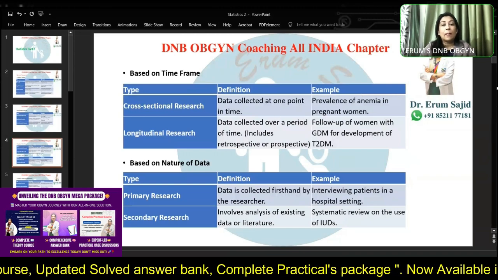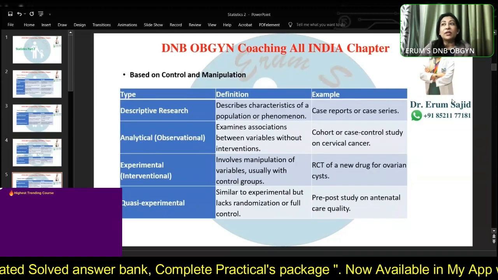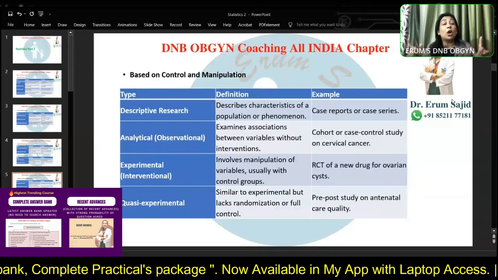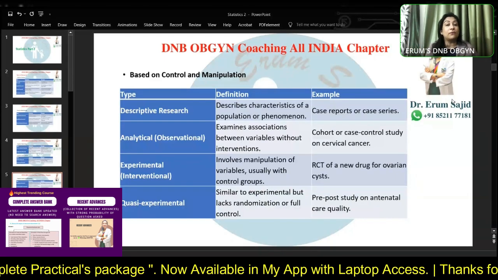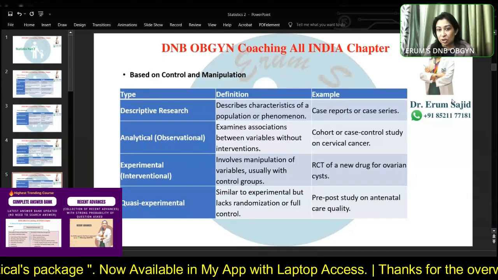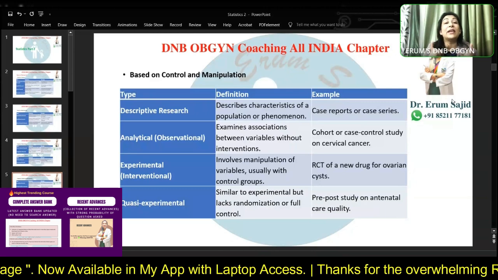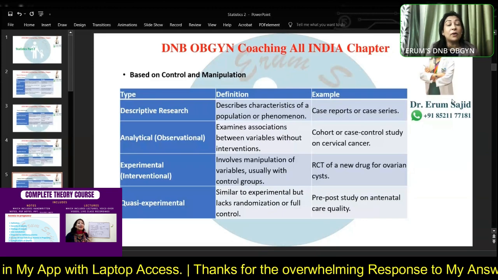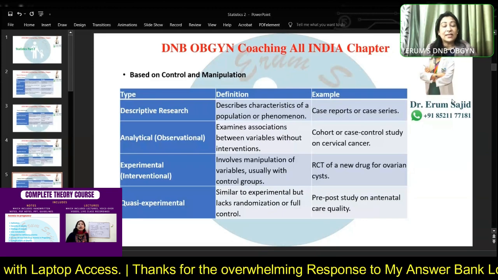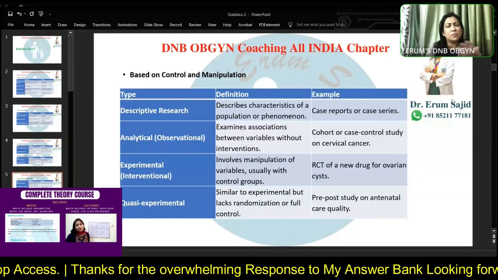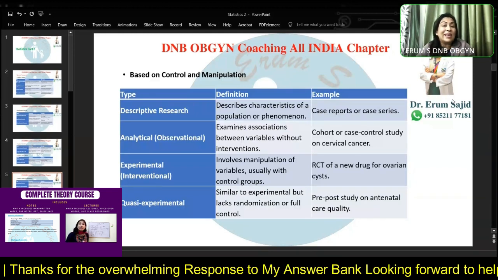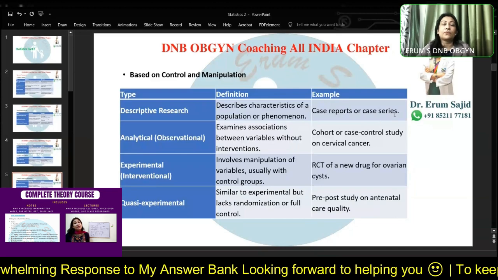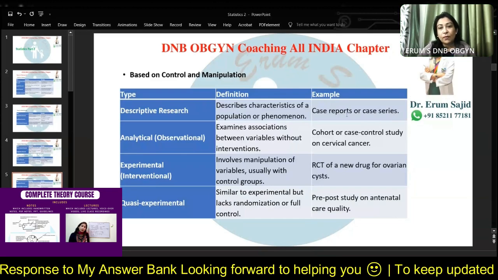Then control and manipulation. Whether it is just descriptive research, you're not interfering. Whether it is analytical or observational research, again, you're not interfering. You're just examining the association. Whether it is experimental, here you're intervening. You're giving some drug, or you're stopping a particular phenomenon from happening. And then it's quasi-experimental. That means it is similar to experimental, but not completely, and it mostly lacks randomization. So it's kind of a biased research.